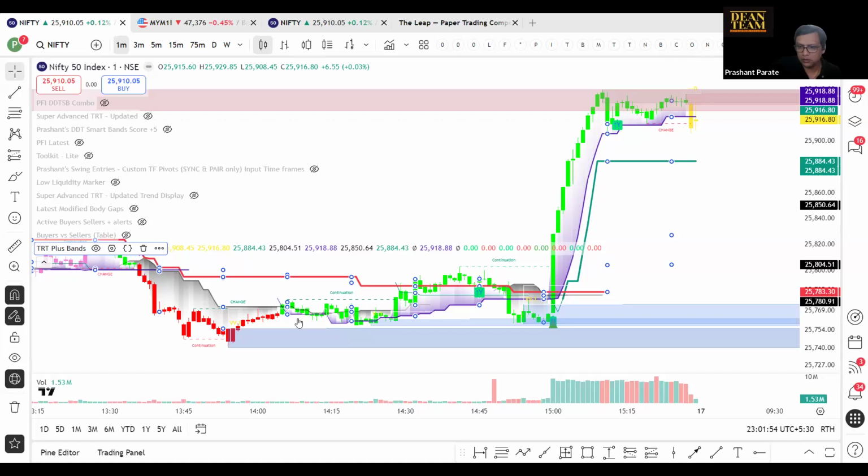MRPL, it's a 1 minute chart, sir. You have a 1 minute chart. Muthoot Finance, we'll check it later. And can you explain stop loss?